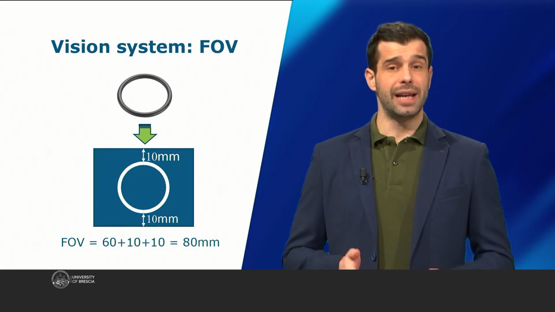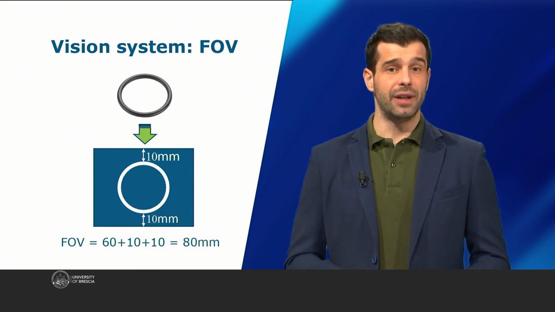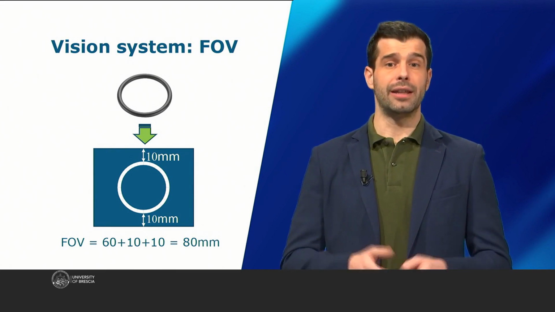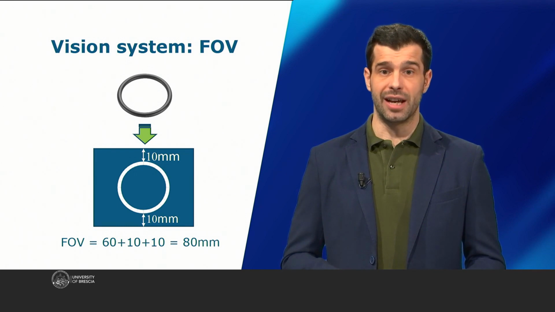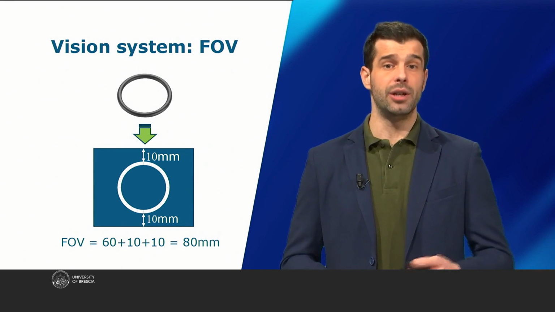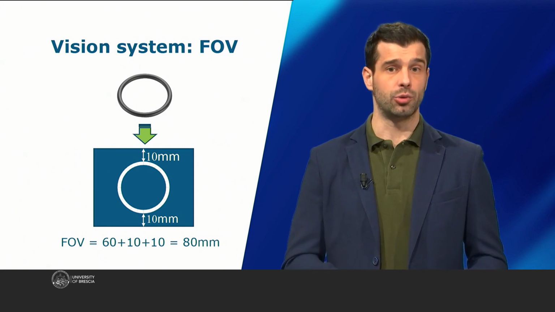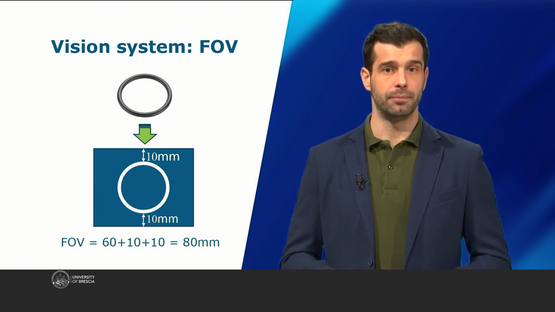There are several ways to answer these questions. Let's start, for example, by defining the field of view. Let's assume that the O-ring needs to be fully visible within the image. And let's also suppose we have a certain margin of positioning error, for example, 10 millimeters on each side. At this point, the field of view will be 60 plus 10 plus 10, so 80 millimeters.